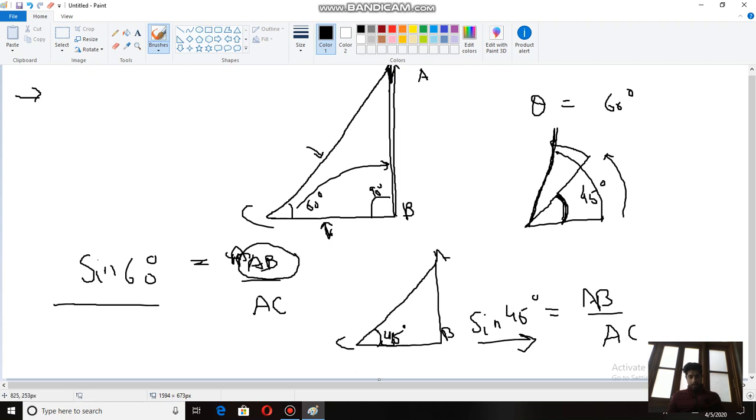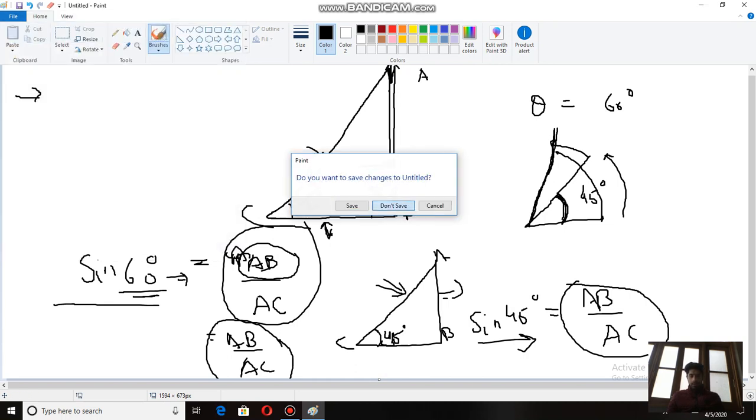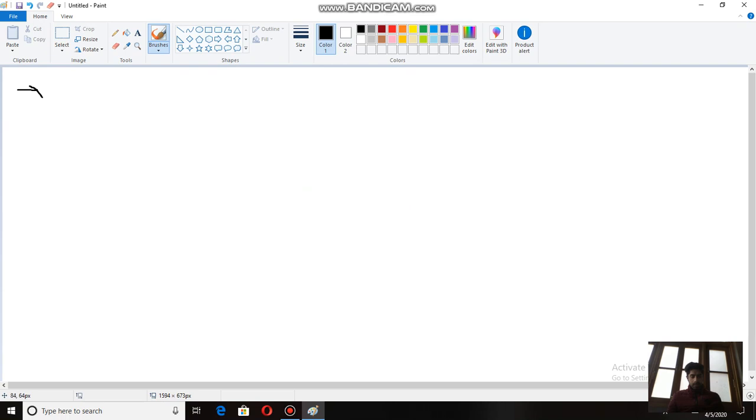This AB in this case is greater than this AB. That means this sine of 60 degrees, this ratio, is AB by AC. Now AB is greater here, so this AB by AC ratio will be greater than this AB by AC ratio. That means sine of 60 will be greater than sine of 45. I hope you all are understanding. Now let's decrease this angle.